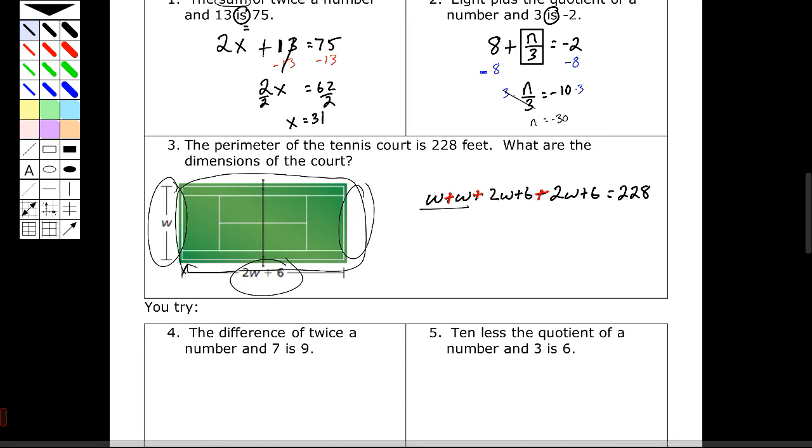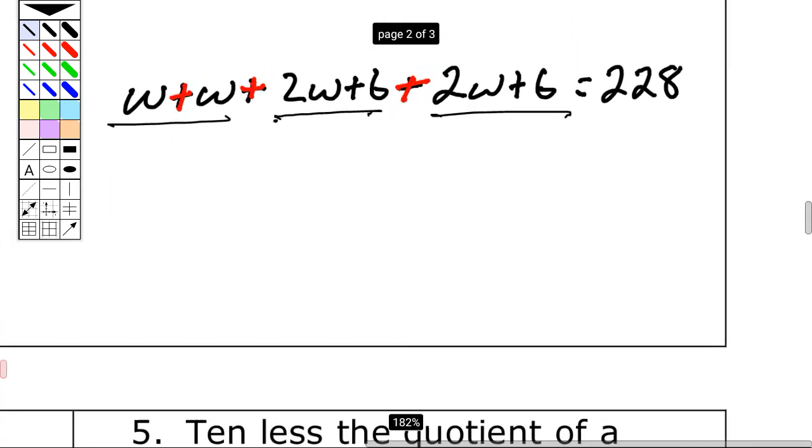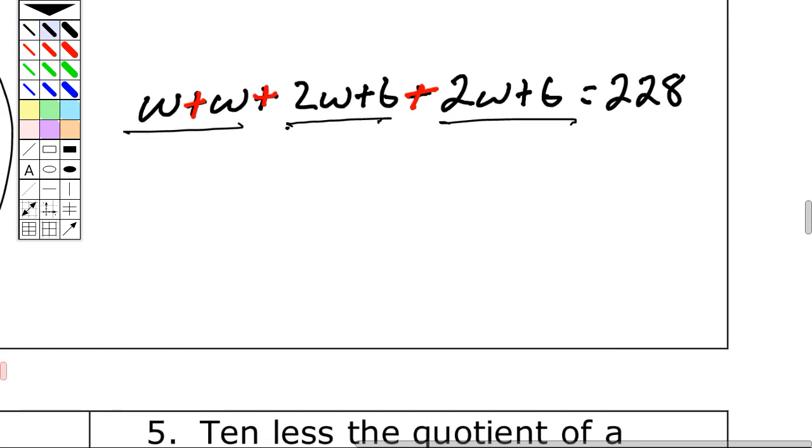This is 2W plus 6. This has got to be 2W plus 6. That's why I have 2 of those. And you add them all together and you get 228. So how many W's do I got? Let's combine like terms. 1, 2, 3, 4, 5, 6. 6 W's. And how many constants do I have? 6 there is 12. Equals 228.